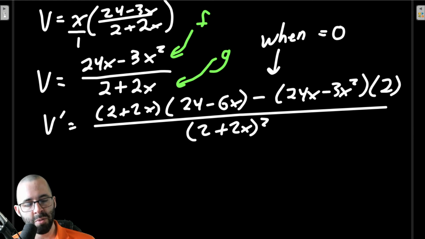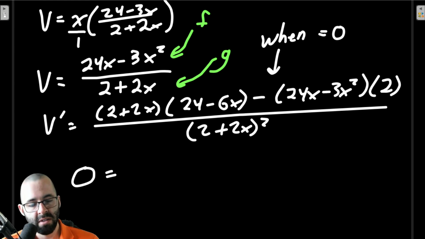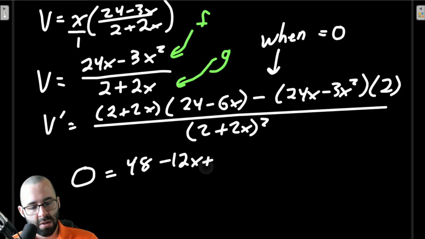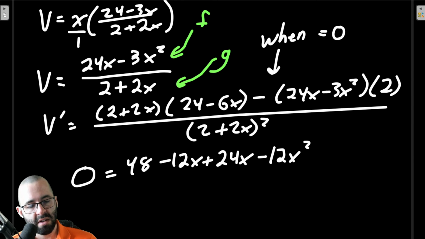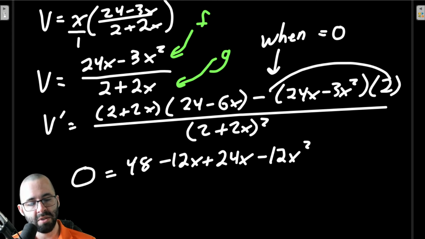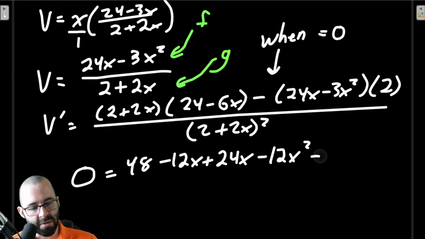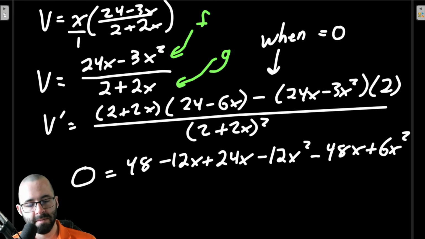So let's simplify that numerator a little bit. We get 0 has to equal, well, FOIL out that first pair in the numerator. That's going to give us 48 minus 12x plus 24x minus 12x squared. And we'll think about this as a negative 2 right here. We'll distribute that negative 2. Comes minus 48x plus 6x squared. And we'll combine like terms.